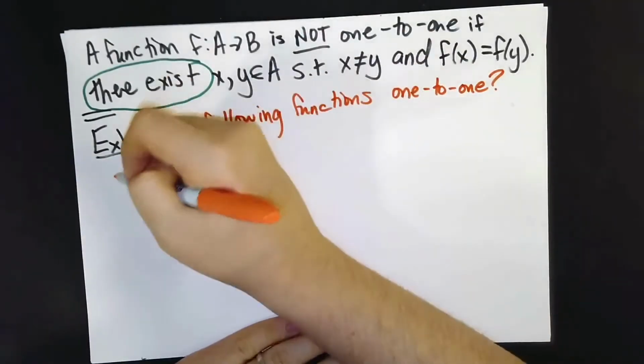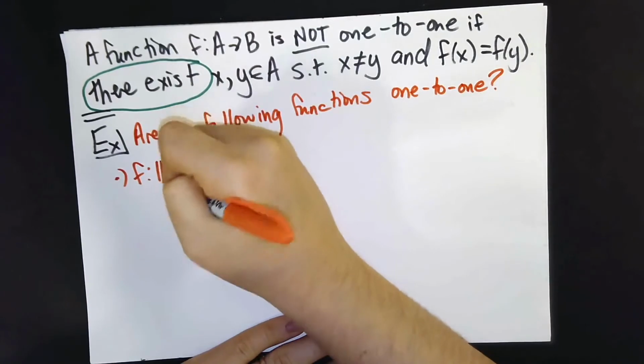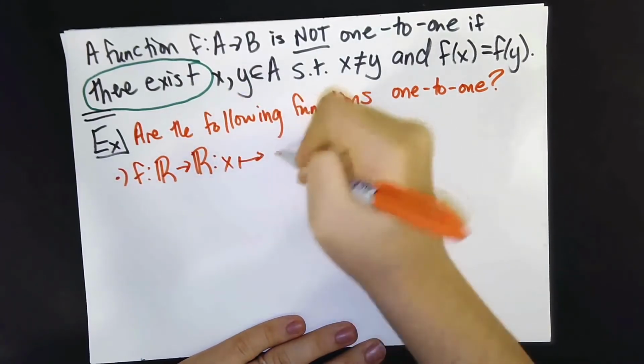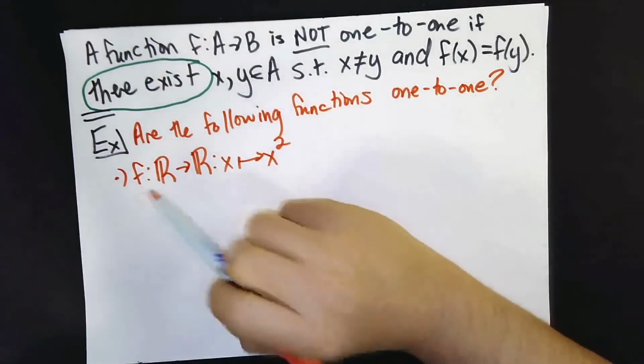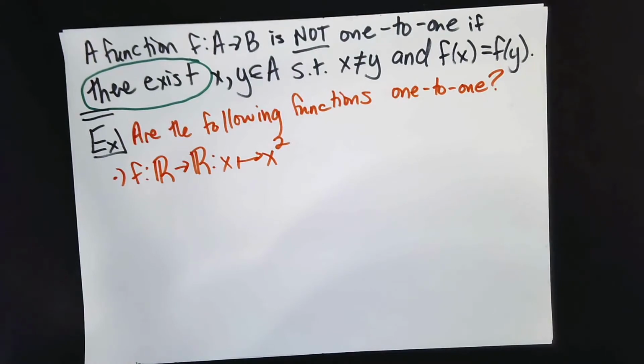Okay, so let's do a couple examples, just to get our head around this, of deciding whether some functions are 1-to-1 or not. So pretty much always when I'm doing something like this, I'm going to start with our favorite function from calculus. Good old f of x is x squared. And so my question is, is this function 1-to-1? Or, alternatively, is it not 1-to-1?